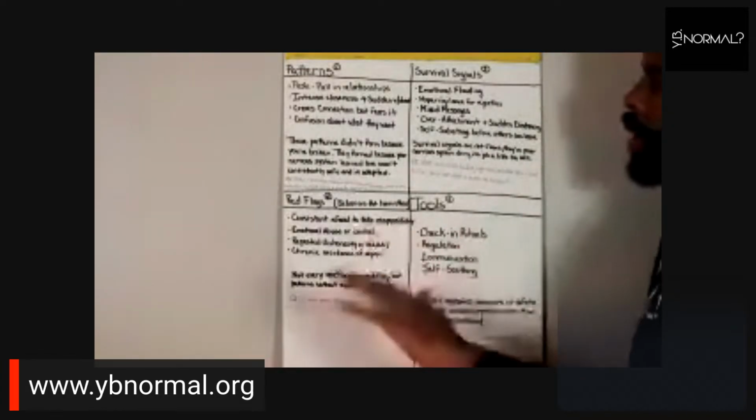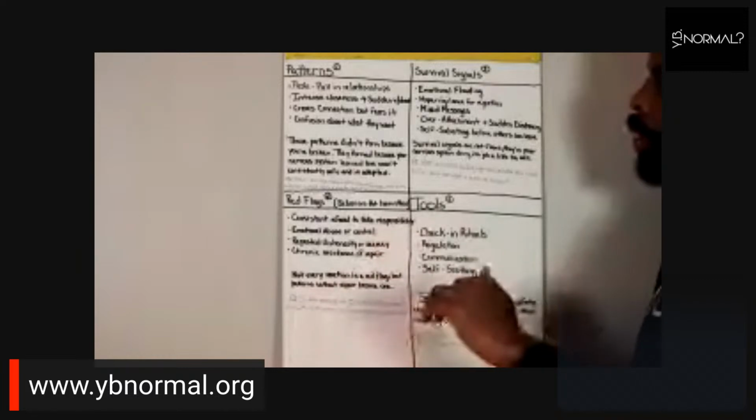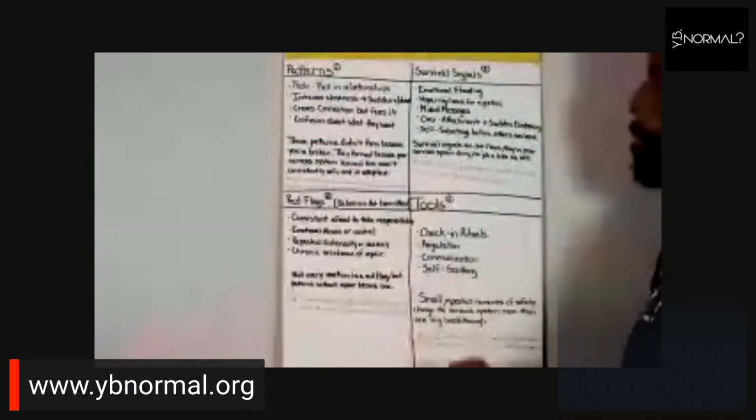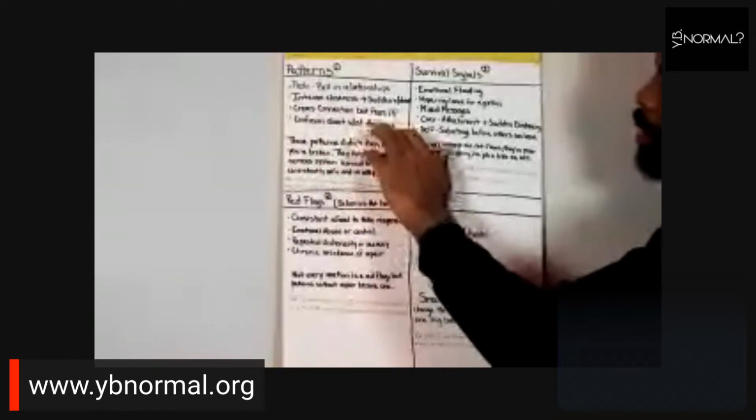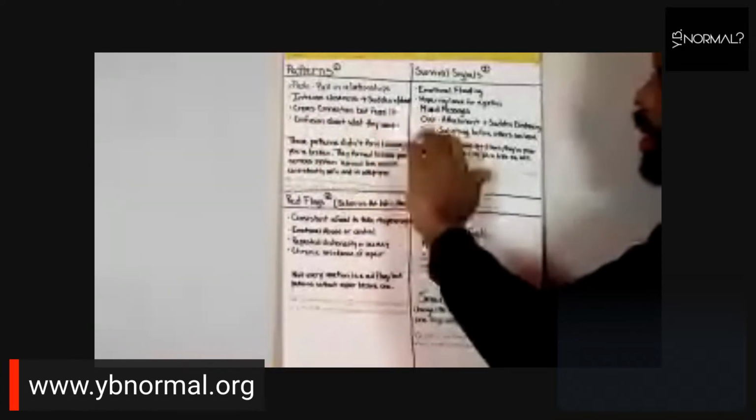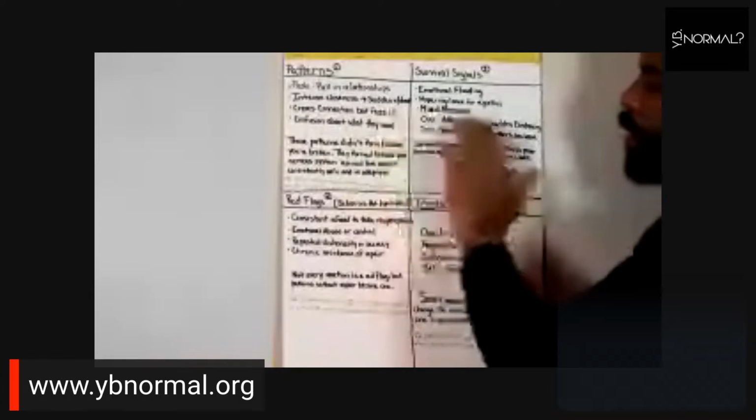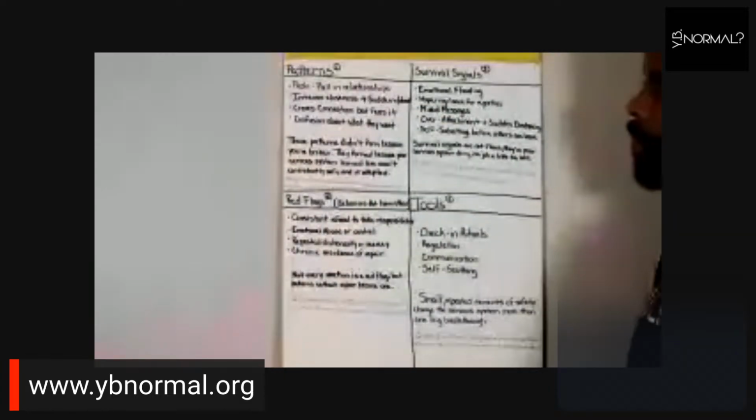And I'm gonna break that down next week when we talk about the anxious attachment. All right, so they crave connection, but fear it. So a FA, they crave connection, but they fear it. And then you know what else? They're confused about what they want.